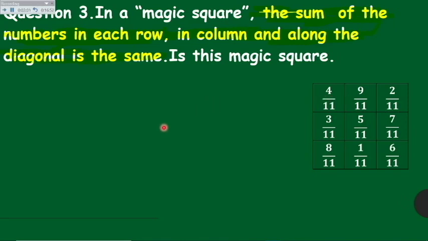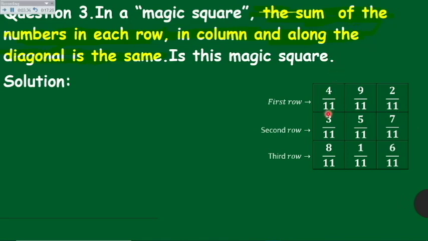So to understand this, first we should know what rows, columns and diagonals are in this. So see, this is the first row, 4 upon 11, 9 upon 11 and 2 upon 11. This is our first row. This will become the second row and this is the third row. Okay, first row, second row and third row.